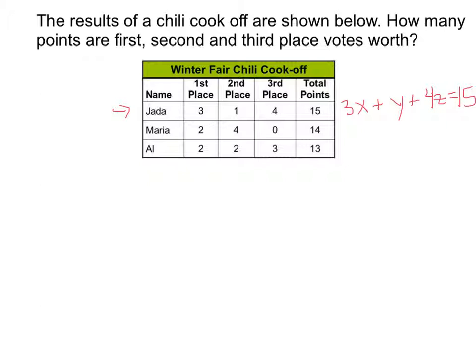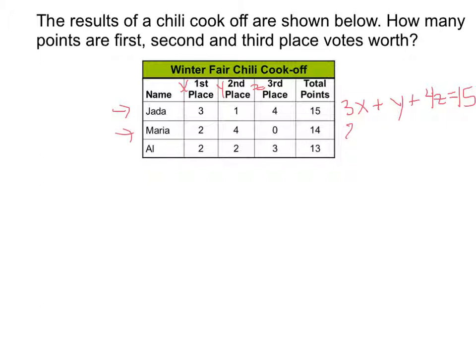Since the table is already set up, first, second, third, I decided to use X, Y, and Z as my 3 variables. Doesn't matter what you use as long as you remember what they are. Now you can kind of see how the rest of the equations are going to go.